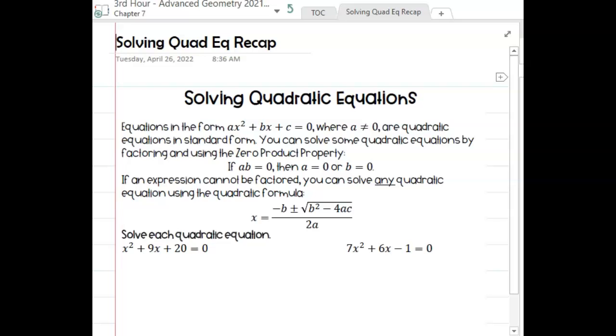Alright, so today we're going to take a break from geometry a little bit. We're going to review how to solve quadratic equations just in case it creeps up here in a section or two. We'll see. Anyway, we'll talk about that later.